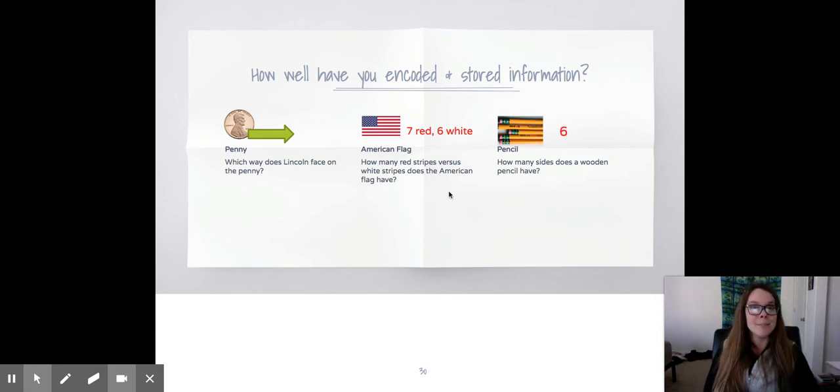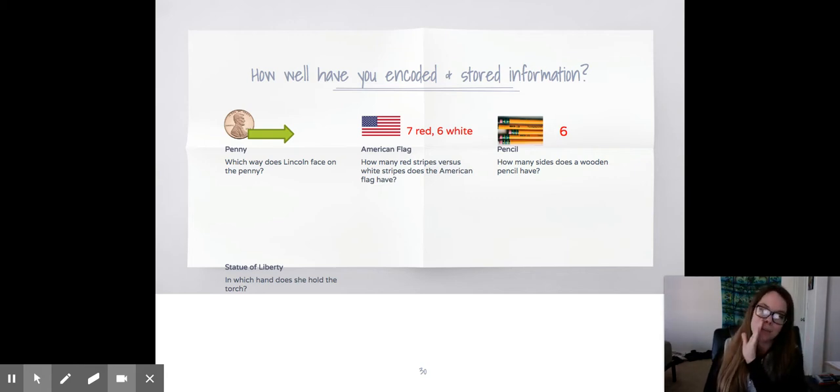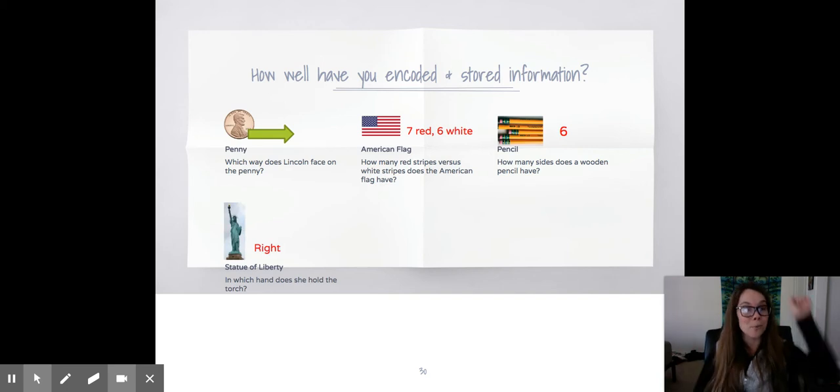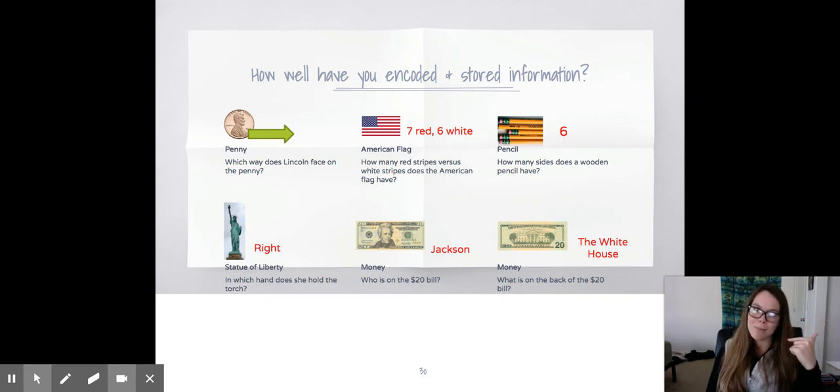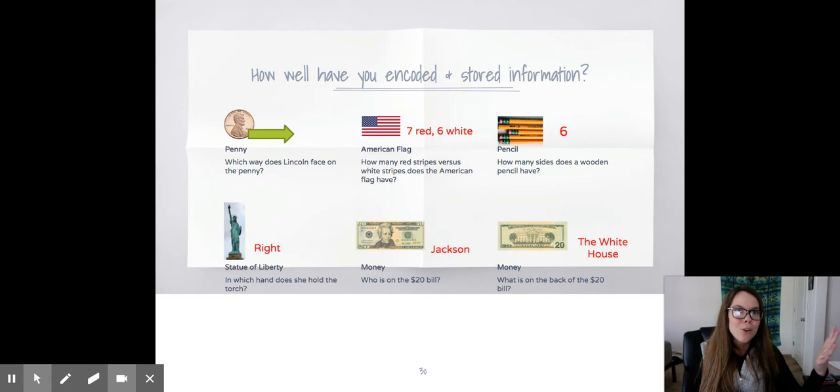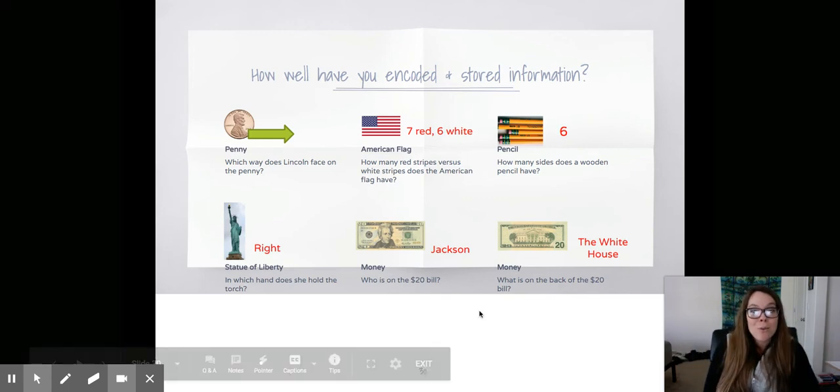And just to keep on going, since we're having such a fun time, feel free to pass through this if you're like, Miss H, I got to do my notes and I got no time for funny business. Statue of Liberty, in which hand does she hold the torch? It is her right. And for money, who is on the $20 bill? It is Jackson. And who is on the back of the $20 bill? It is the White House. So again, my people, you're like, oh my gosh, I know nothing. That's what I felt too. But how do we encode and store information? How do we know what's important?